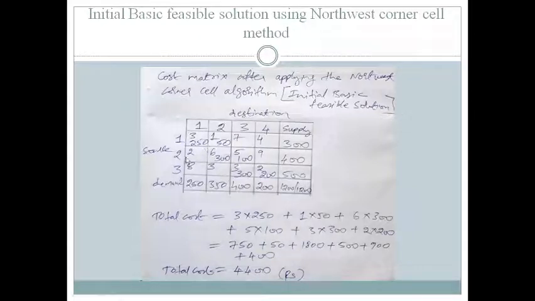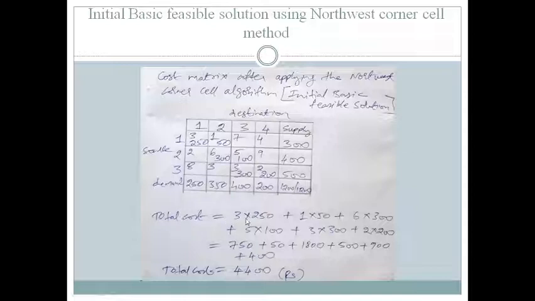Now these values are taken to find the initial feasible solution. And what is that cost? Total cost is 3 into 250. How did I get this 3 into 250? So 3 is the cost here, and 250 is the total number of units, the x value, that is going to be transferred from source 1 to destination 1 with each product costing 3. So the total cost from 1 to 1 is going to be 3 into 250. That's what I'm trying to do here.